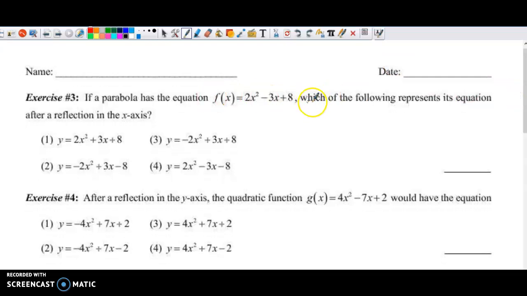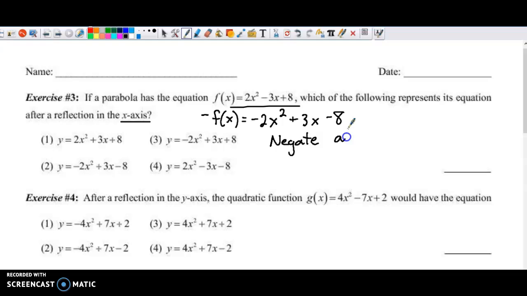So looking at the next one, we have a parabola, and we want to reflect over the x-axis. Well, the x-axis reflection is negating the y variable. If we're negating that, then we have to negate all the other pieces. 2x squared becomes negative, plus 3x, and minus 8. So negate everything! With an exclamation point, because that's important. So negative 2x squared plus 3x minus 8 looks like it corresponds to option 2.